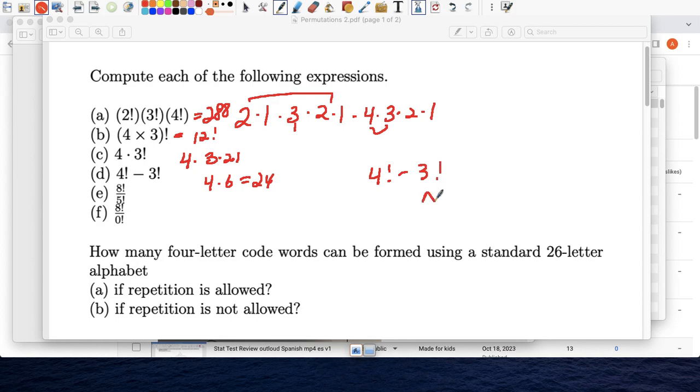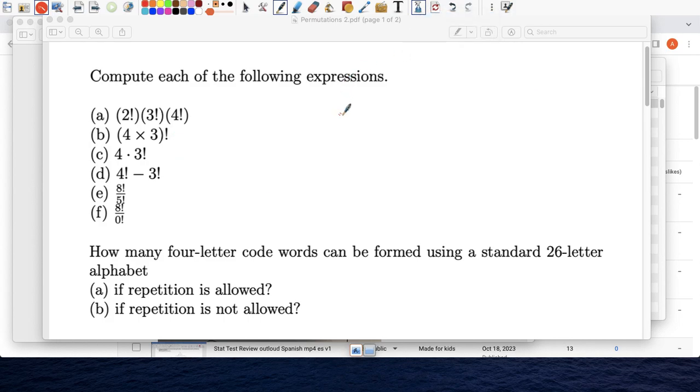Well, we know what 3 factorial is already, right? That's 6. 4 factorial, let me write that, is 4 times 3 times 2 times 1, it's 12 times 2, which is 24. If you subtract that, you get 18. The bottom one is 8 factorial over 5 factorial.